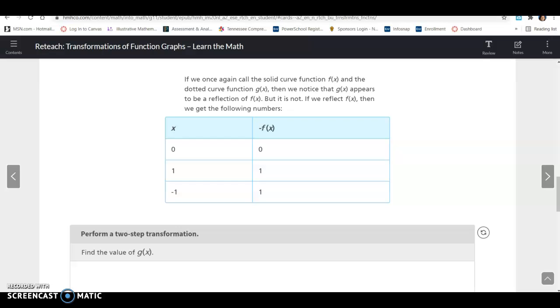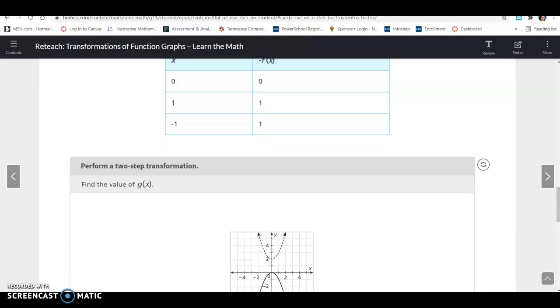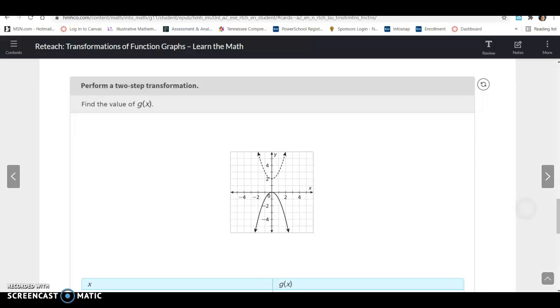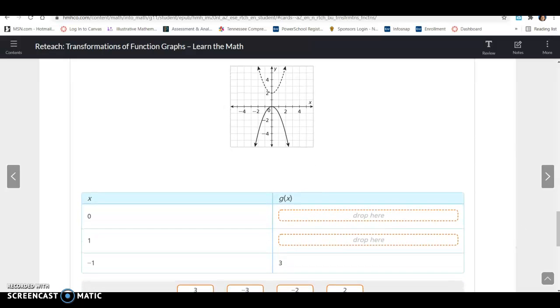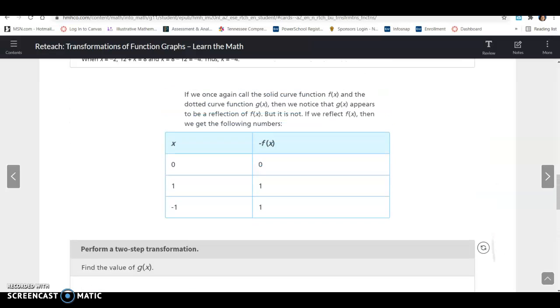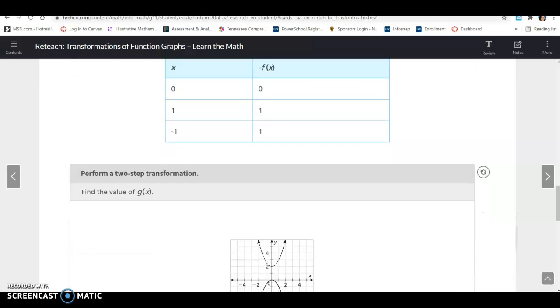If we once again call the solid curve f(x) and the dotted curve g(x), then we notice that g(x) appears to be a reflection of f(x). But it is not. If we reflect f(x), then we get the following numbers. Now they're looking at the graph below. It says find the value of g(x). It's still talking about the dotted curve, and the solid curve is f(x) and the dotted curve is g(x).